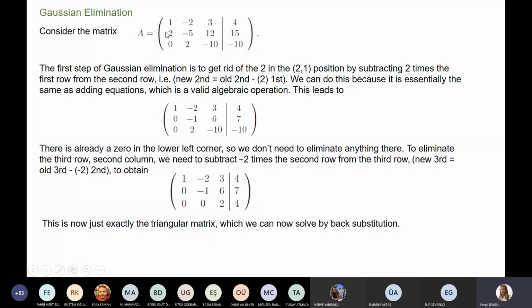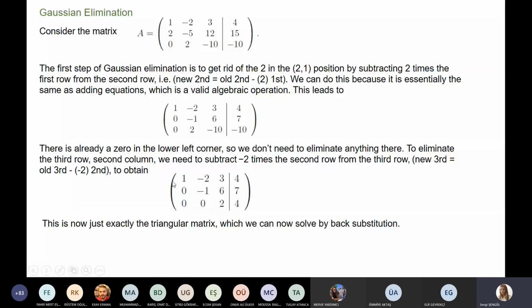We were making the elements behind it 0 by multiplying the first row by -2 and adding it to the second one, and making this entry 0. Once you come to the next one, the first non-zero element is the pivot. And this is our pivot. You need to make the elements under it 0. So to make this one 0, multiply the second row by 2 and add it to the third one. And this is what you will get.